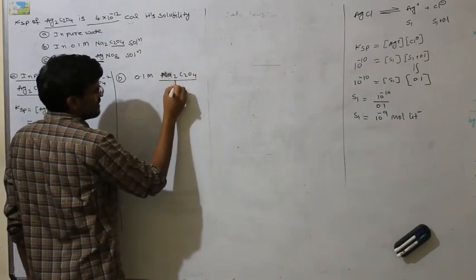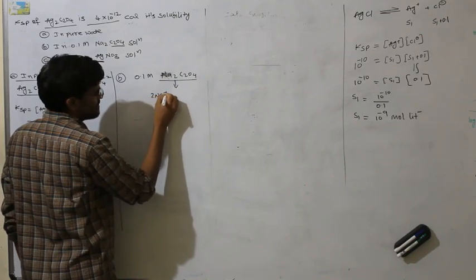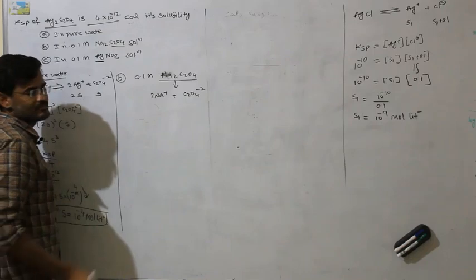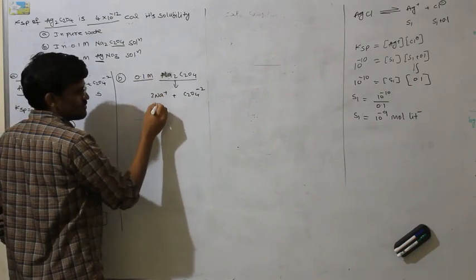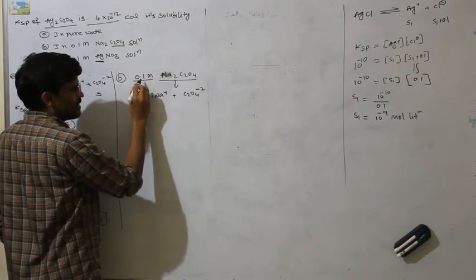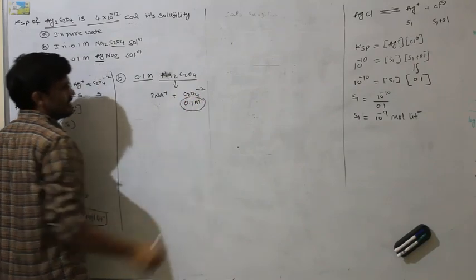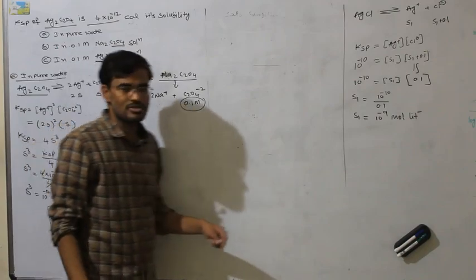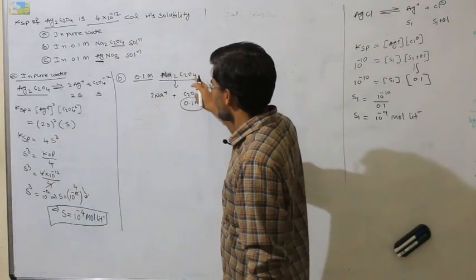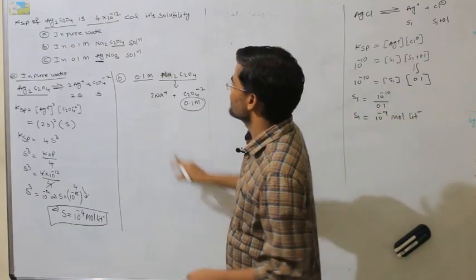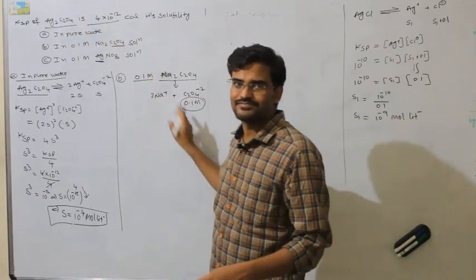So it gives 2 moles of Na plus and 1 mole of oxalate ion. So 0.1 gives 2 moles of sodium, 1 mole of oxalate. So from the solution, already we have 0.1 molar oxalate ions present in solution. In that solution, we are adding silver oxalate again.